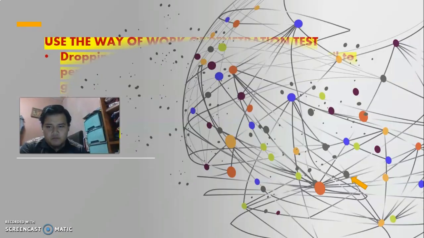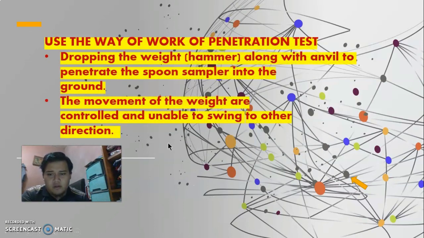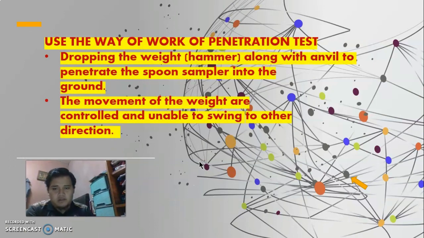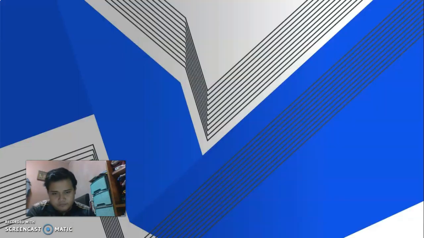Then, using the concept of the penetration test, where a weight or hammer is dropped along with the anvil to penetrate the split spoon sampler into the ground. The movement of the weight is controlled and unable to swing to another direction because the weight is attached to the guide pipe and anvil, and then penetrates the sampler at the same place.